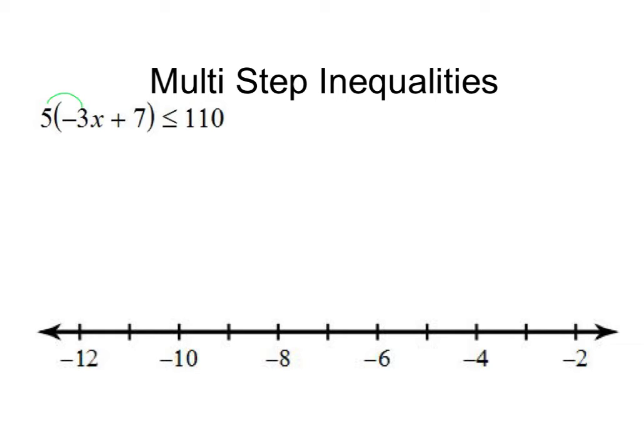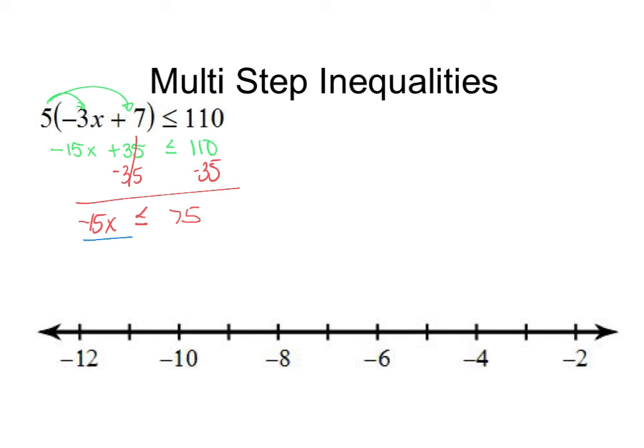Again, we are going to distribute the 5. So I am going to end up with -15x plus 35 less than or equal to 110. Then I'm going to subtract 35 on both sides. So I'm going to end up with -15x. Bring down your symbol. 113 minus 35 is going to give me 75.